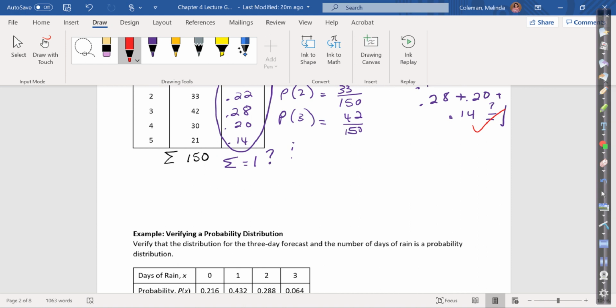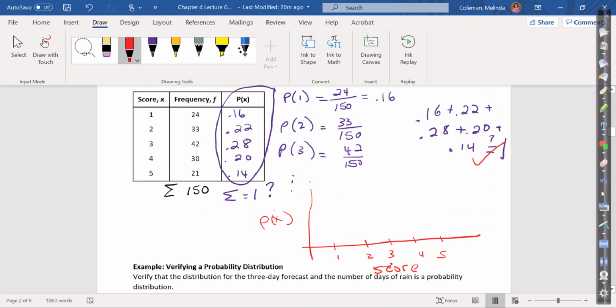So to create a histogram, again, not terribly different than what we've done before. Our options here are 1 through 5. Our probability is going to go on this side, so this is going to be your P of x. This is going to be the score. The probability goes from 0.14 being the lowest to 0.28 being the highest.